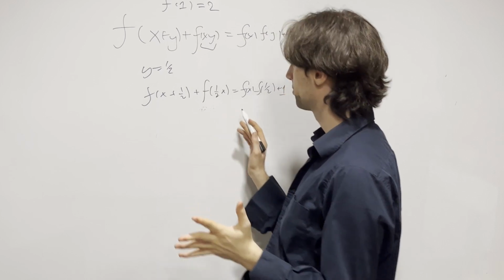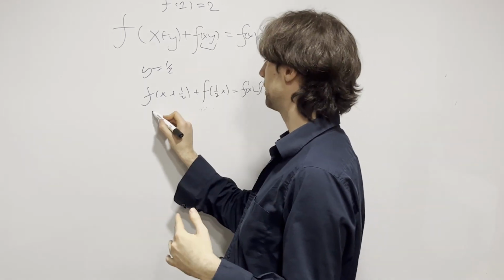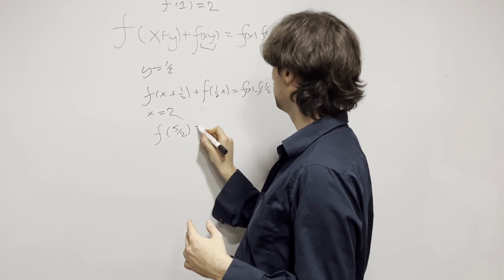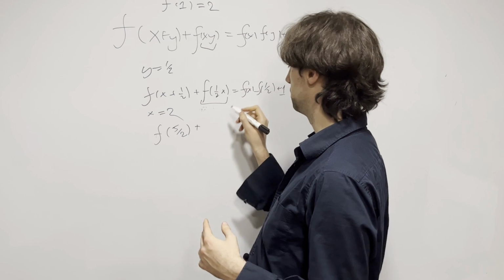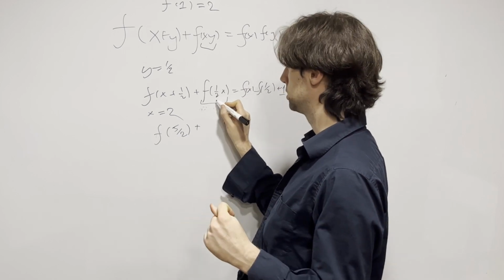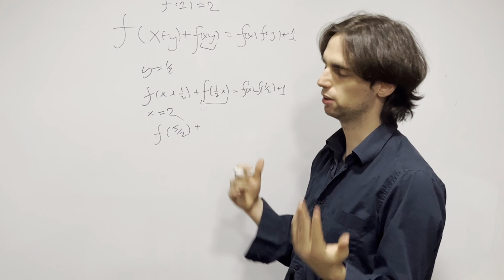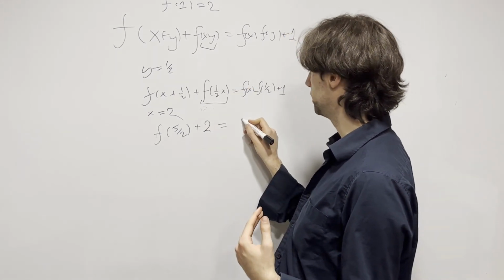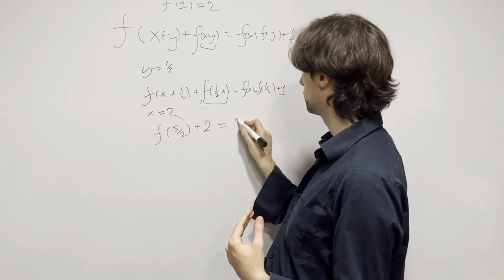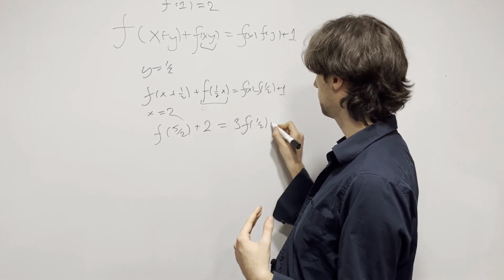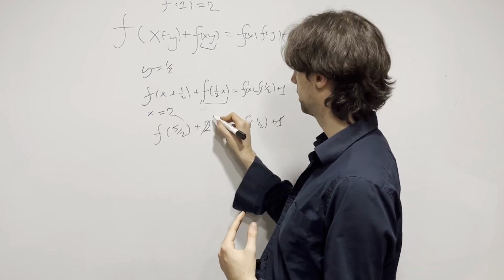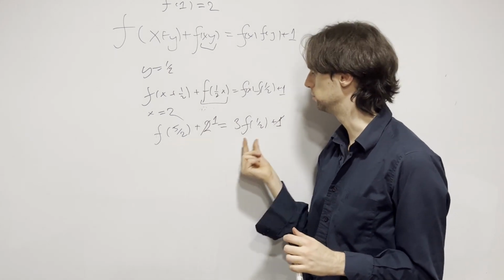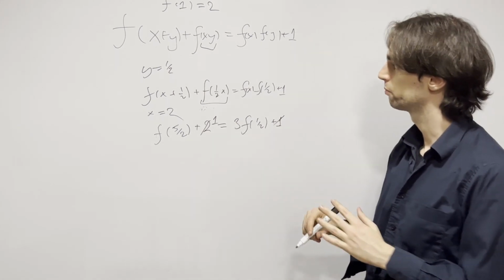And the first thing, when I did the same thing, if I plug in x equals 2, I'll get f of 5 over 2 plus, this is going to be 2 times 2 divided by 2, which is 1. f of 1 is 2, plus 2 is going to equal f of 2, which is 3, times f of a half, plus 1. Okay, so I have this. Now I'm looking for these two values, 5 over 2 and a half.